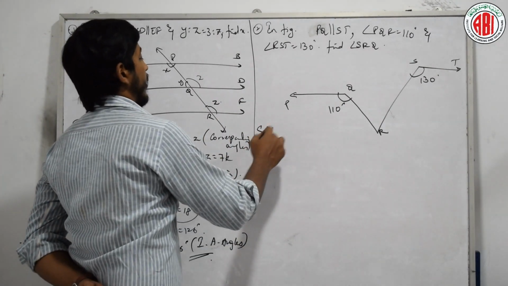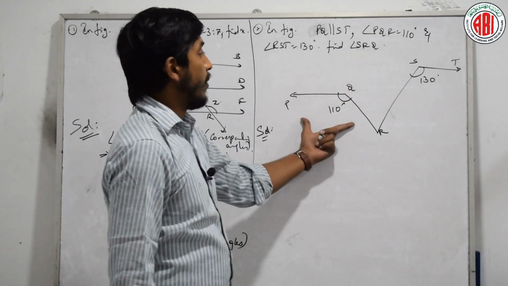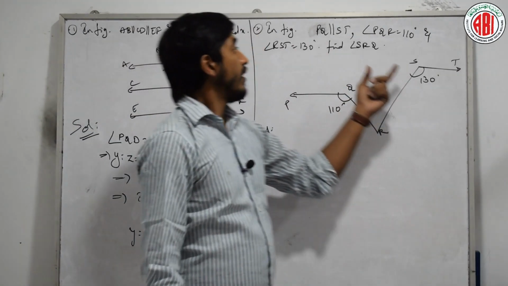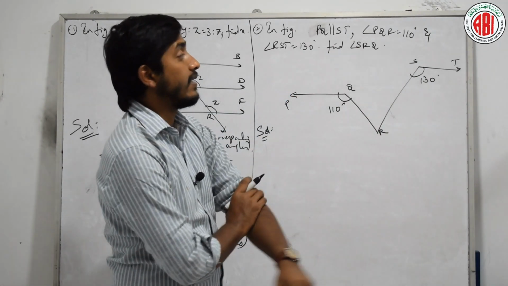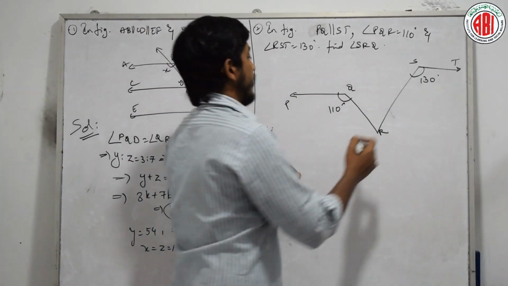What is given? He is telling in this figure, PQ is parallel to ST, and PQR is 110 and RST is 130. He is asking us to find SRQ. How do we find? This is angle.